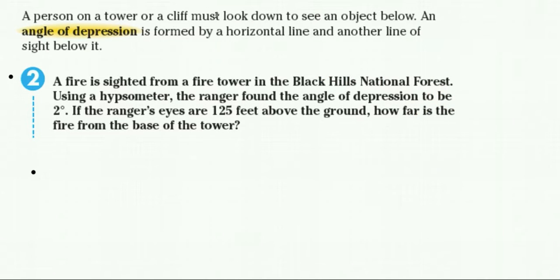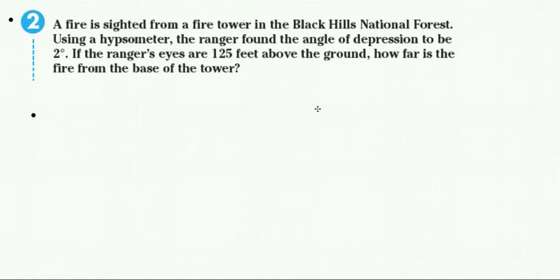There you go. A fire is sighted from a fire tower in the Black Hills National Forest. Using a hypsometer, the ranger found the angle of depression to be 2 degrees. If the ranger's eyes are 100 feet above the ground, how far is the fire from the base of the tower? So this is where it all comes in, but we need to be able to put it in perspective. What do I mean? We need to be able to draw it out. If you can't visualize what's happening, it's going to be a problem.